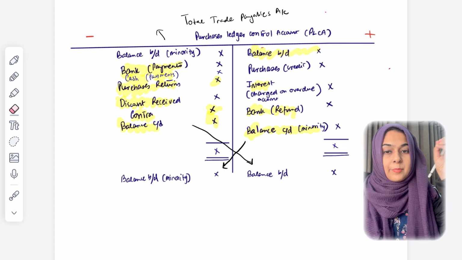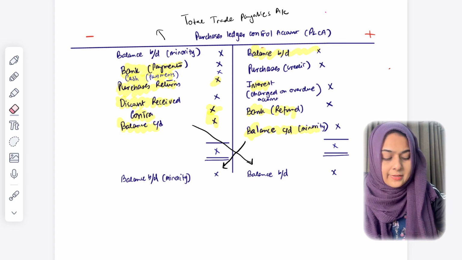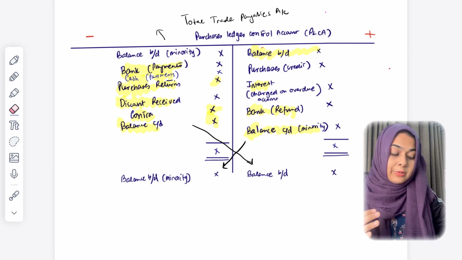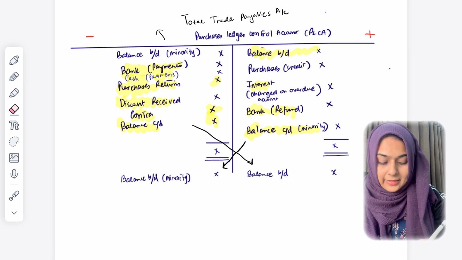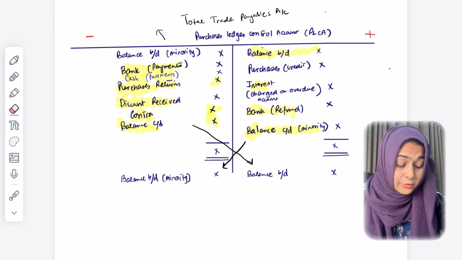If the majority balance brought down is on the credit side, then the balance carried down will be on the debit side. Then you will total the account, and then you will bring down the balances. So it's like this, you will bring down the balances. And that's it for the format of the control accounts.